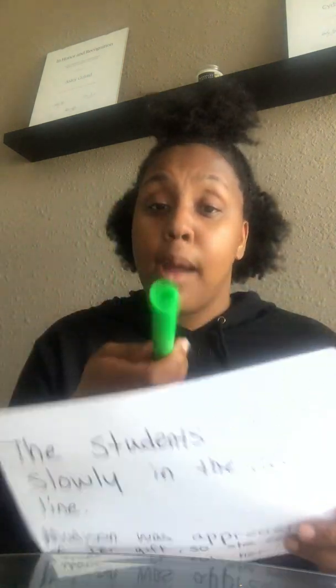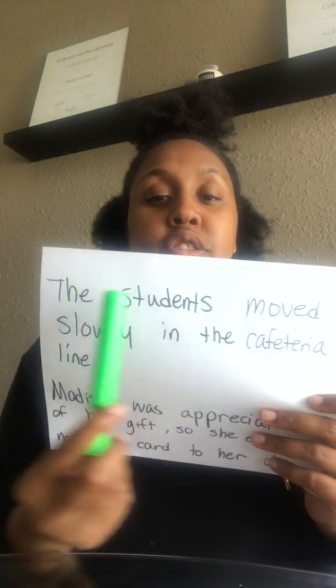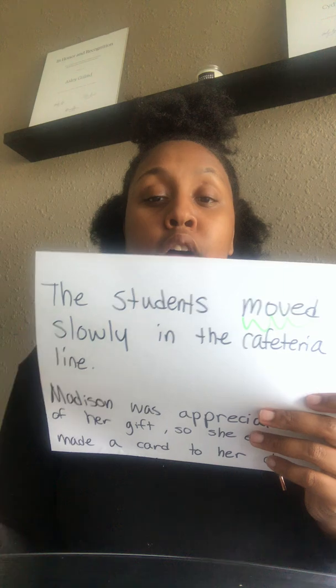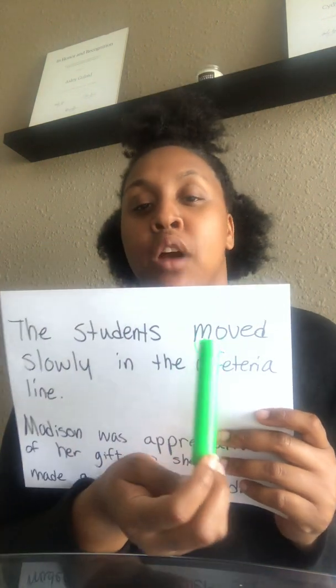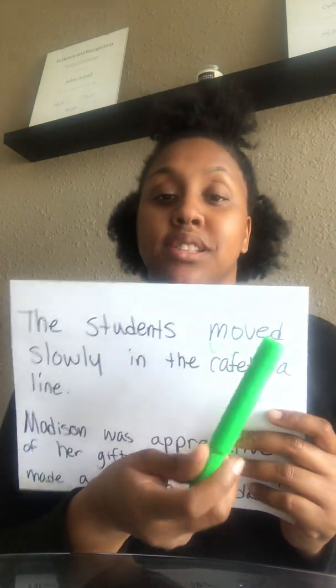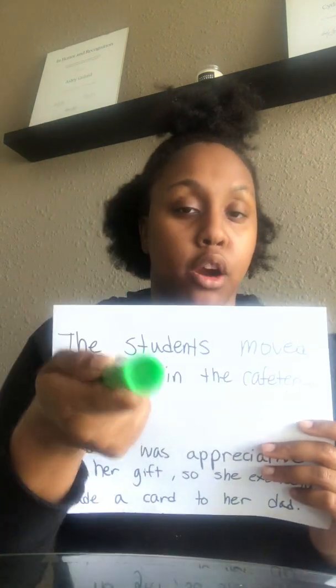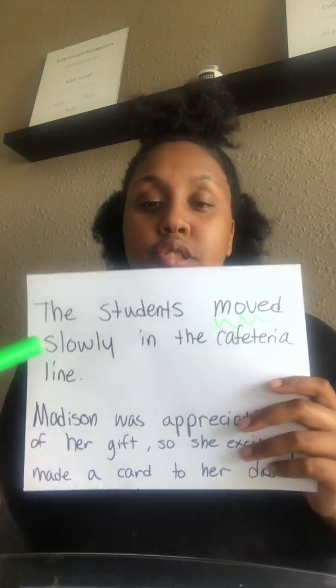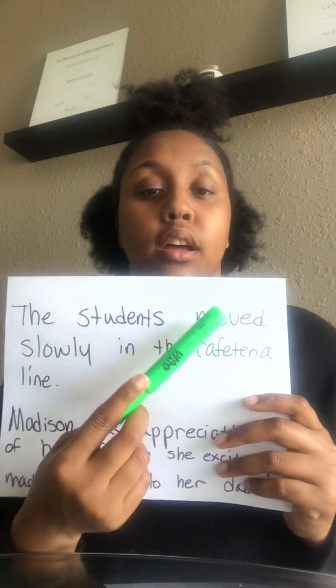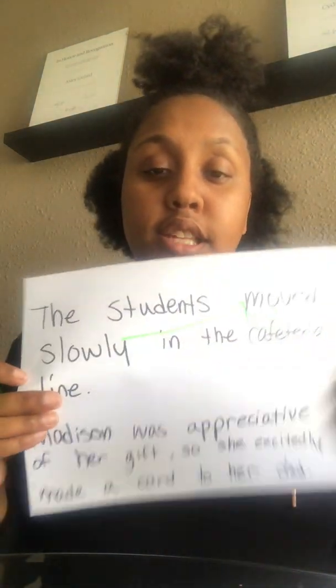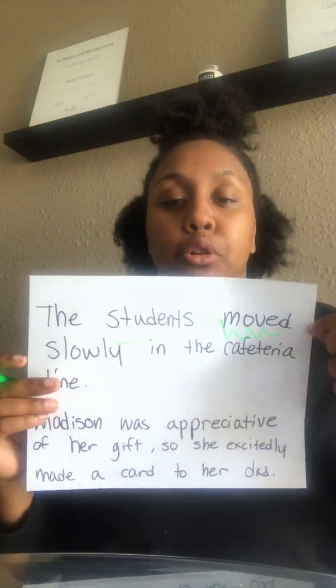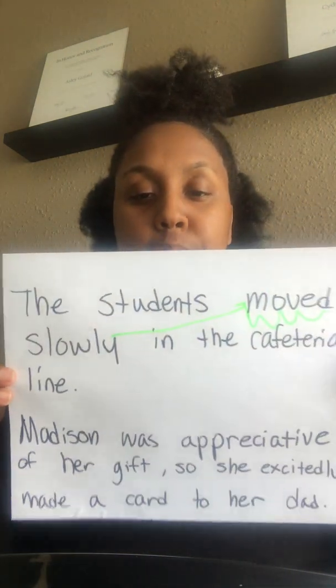Slowly is describing the word moved. It is not describing a noun. Remember, the students are nouns, so slowly is not describing a noun. Slowly is describing the verb. The verb was moved, because adverbs describe verbs and adjectives describe nouns. So slowly is describing moved. Just draw an arrow so you can all see that the word slowly is describing moved.